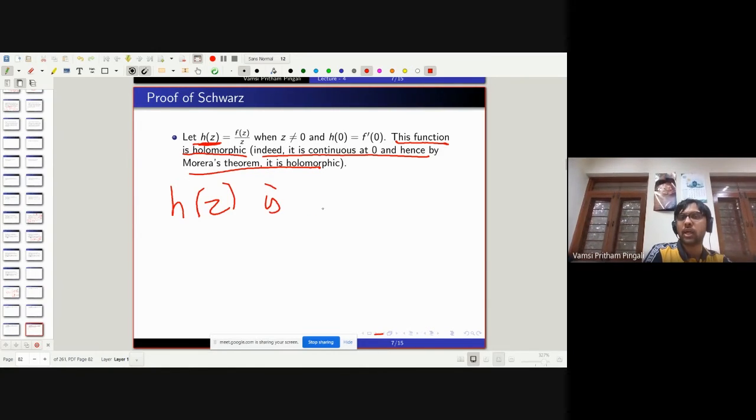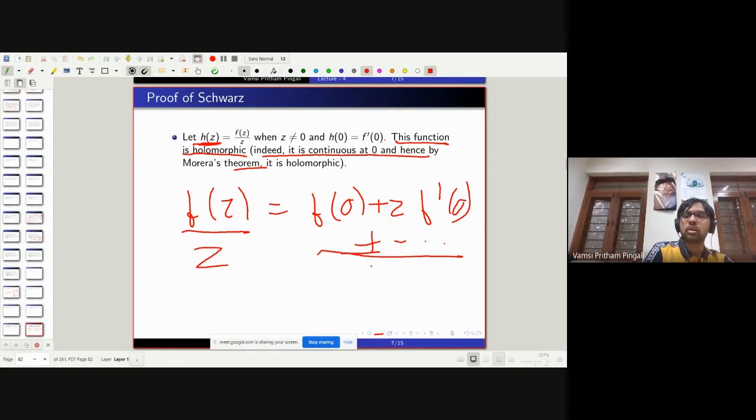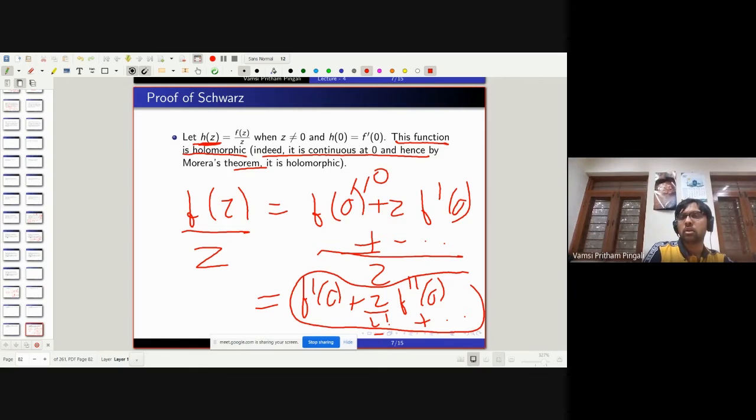H of z is surely analytic when, say, in fact, why do all of this? I can do it even more simply. F of z is an analytic function, so it is f of 0 plus z times f prime 0 plus so on. And when you divide by z, f of 0 is 0. So this is simply f prime 0 plus z by 2 factorial f double prime 0 and so on. Okay, so this is a power series which is convergent. So this is already analytic. You don't need anything fancy, actually.